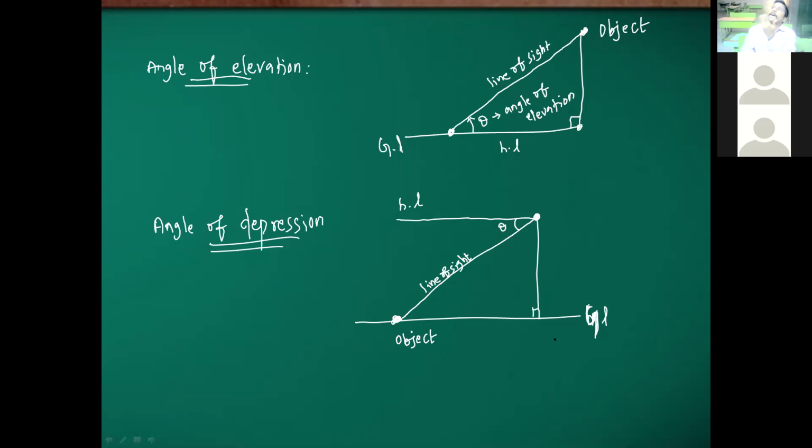So when I'm looking upward, that is elevation. The tall person, what does he do? He looks downward and asks, what brother, how are you? He is looking downward. So that is depression. That's it. Like that you remember these two things.